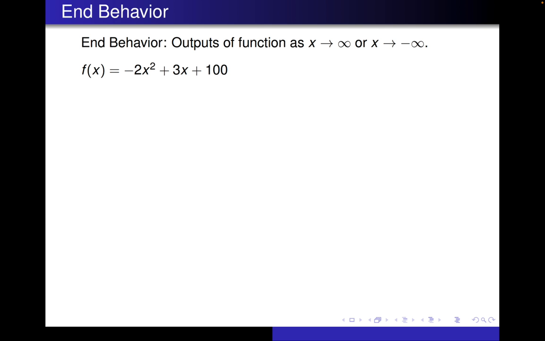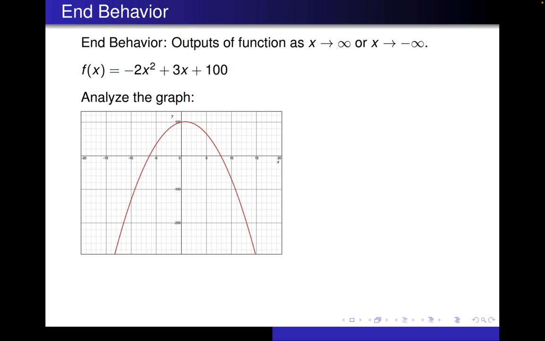f of x equals negative 2 times x squared plus 3x plus 100. And of course, one of the ways that we can at least make guesses about what the end behavior is going to be like is to look at the graph. So here's what the graph looks like. Not surprising, we know the graph is a parabola, and because it has a negative 2 in front of that x squared, that means it's a parabola that opens down.